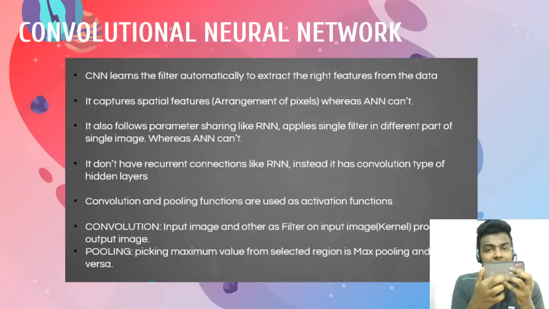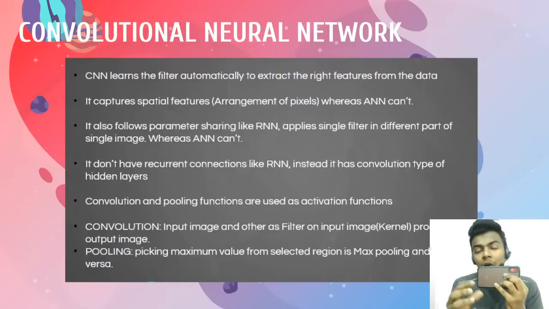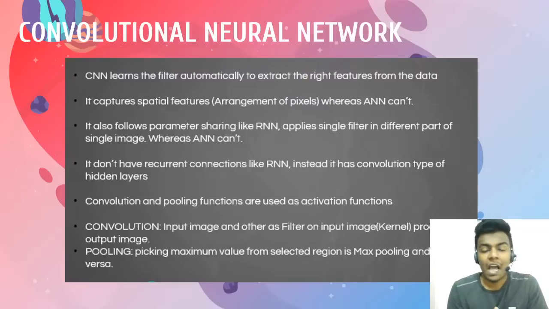Whereas, if it takes a small part of the matrix and takes the maximum value from it, that is known as maximum pooling. If it takes the minimum value from a certain matrix, that is known as minimum pooling. And if it takes the average value, that is known as average pooling.